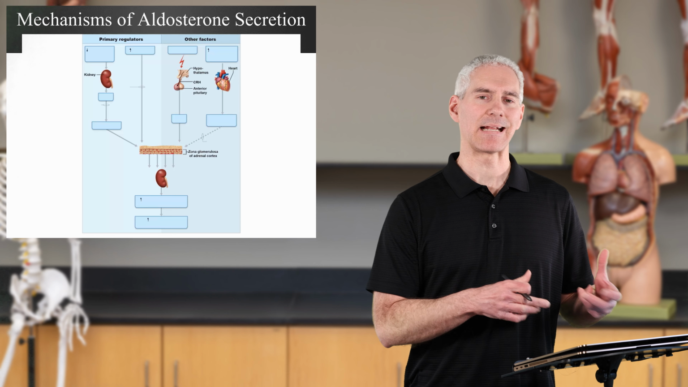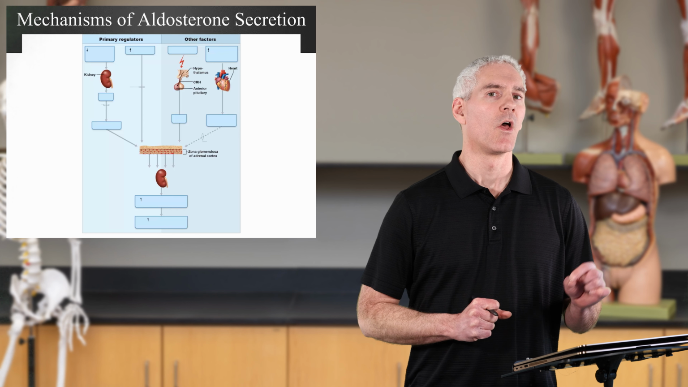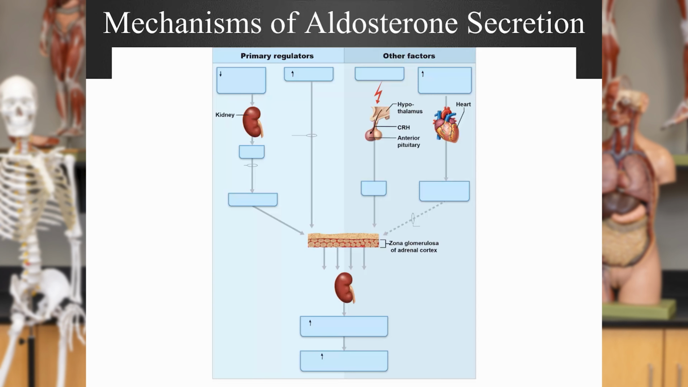Now this is looking at the mechanisms of aldosterone secretion and inhibition for that matter. Let me blow this up full screen. There's a lot going on here. So first off, we're going to have the primary regulators. If you have a drop or a decrease in blood volume or blood pressure, your kidneys are going to pick this up and say, hey, there's a problem here. We need to deal with this. So the kidneys are going to produce renin. Renin then goes through the renin-angiotensin cascade.